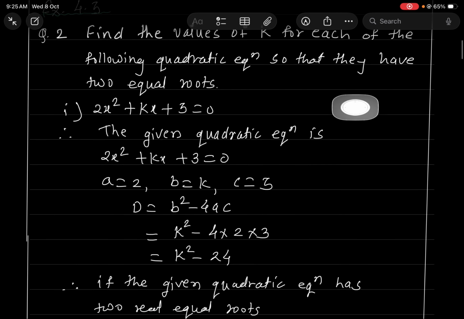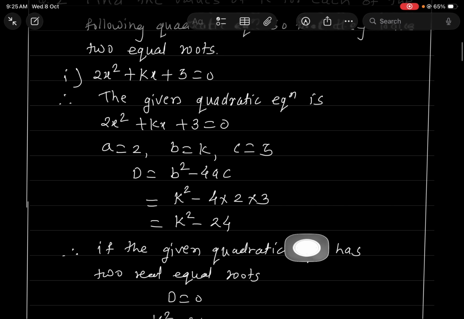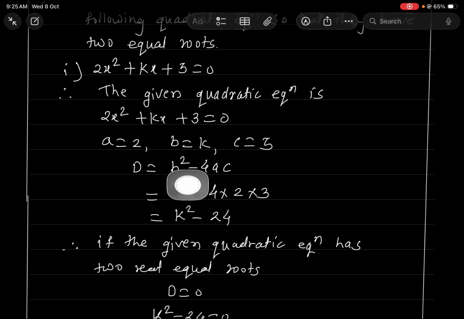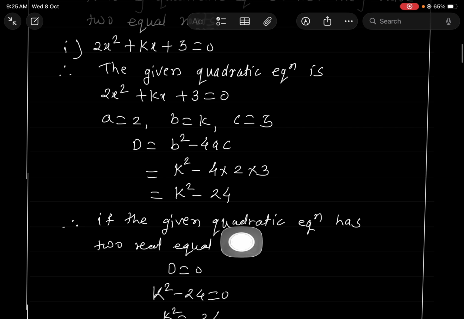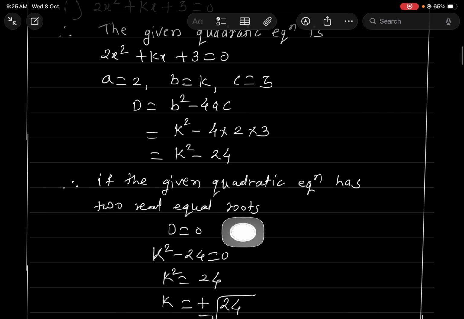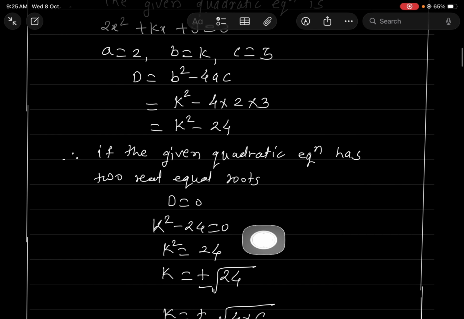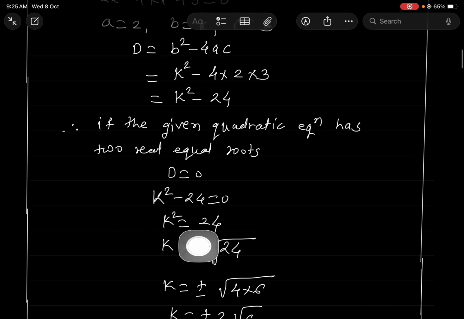In the previous video we saw that if equal roots are there then D equal to 0. So first find D equal to b square minus 4ac. b is k, so k square minus 4 into 2 into 3, k square minus 24. Two equal roots means D equal to 0, so k square minus 24 equal to 0.